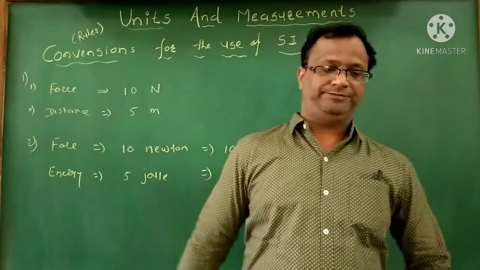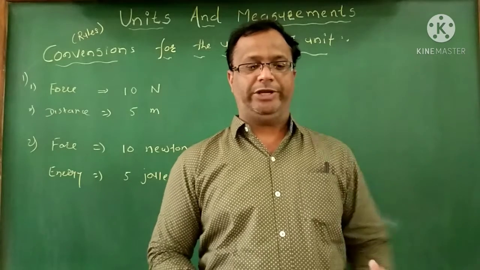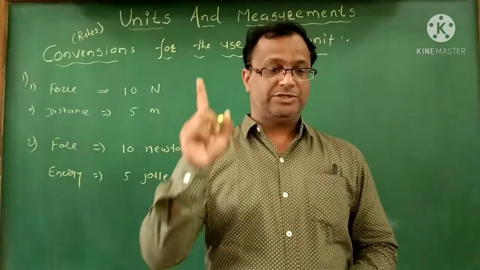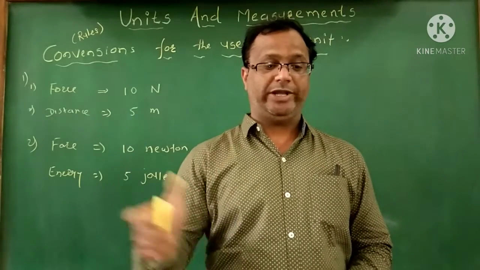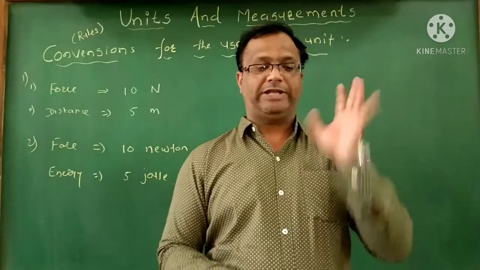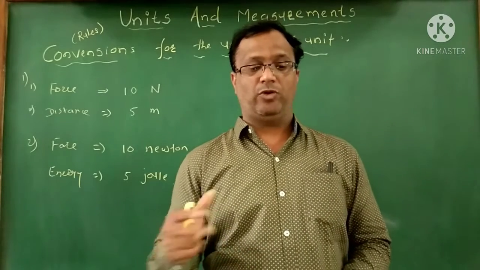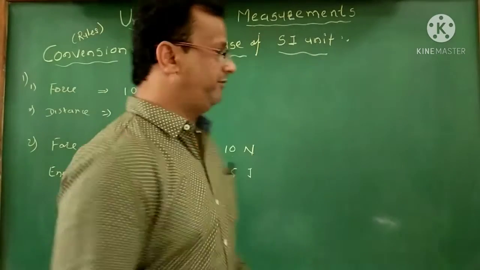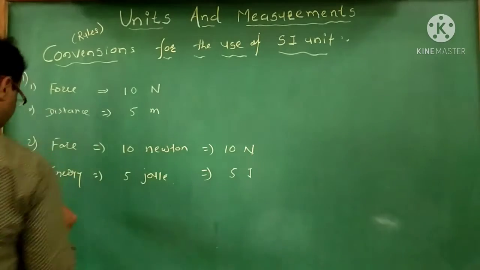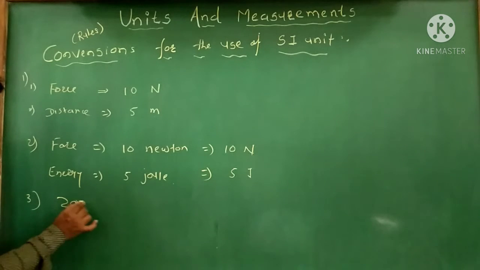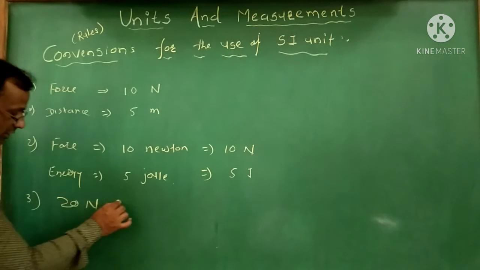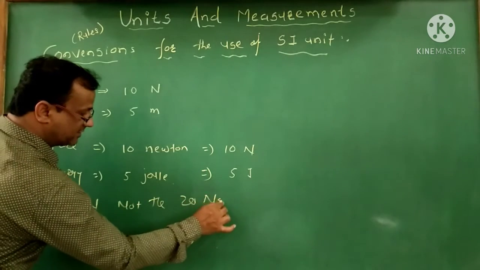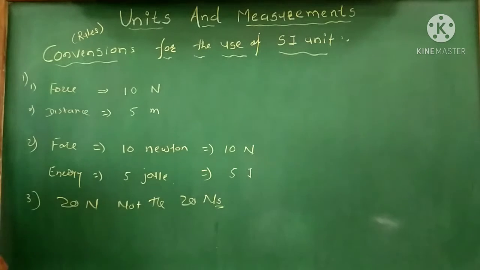Now, the third one. Symbols for units do not take plural form. See here what happened? Symbols for units do not take the plural form. For example, force. Suppose we want to write the force of 20 newtons, then we write 20 N, just like this one, not 20 Ns. Don't write it like that.